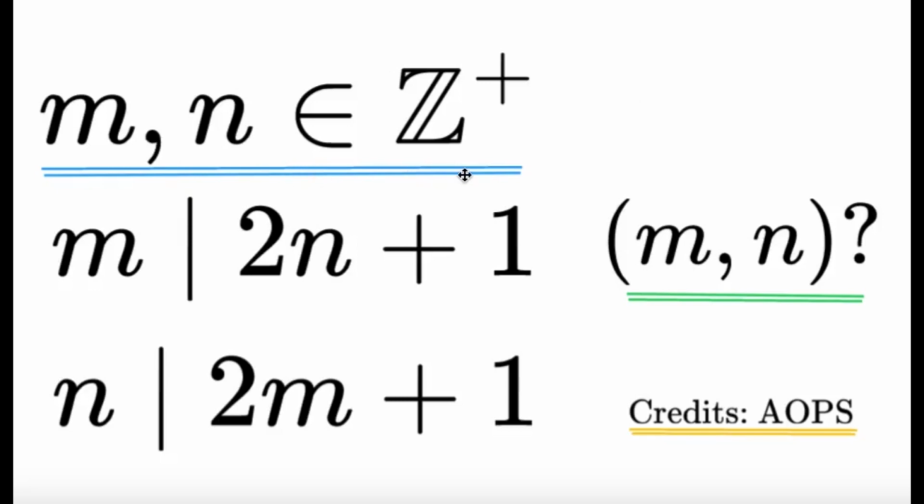m and n are positive integers such that m divides 2n plus 1 and n divides 2m plus 1. Find all possible ordered pairs (m, n).